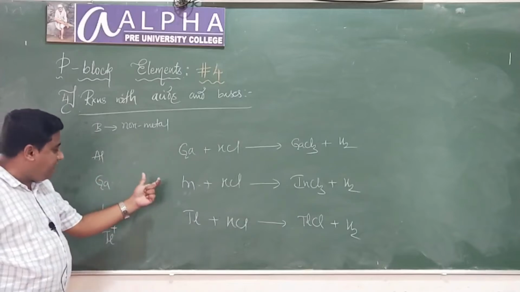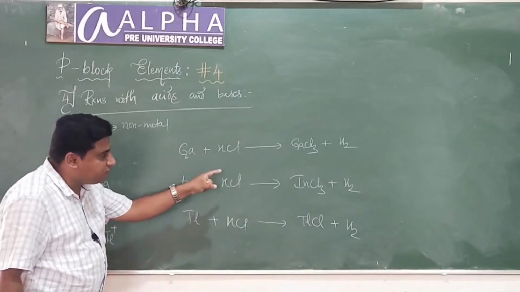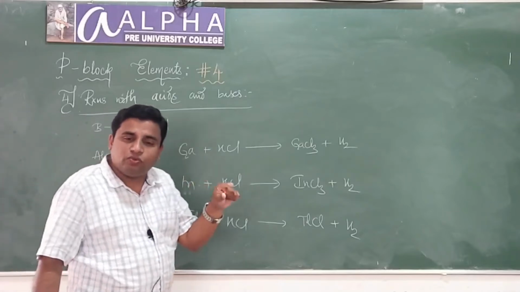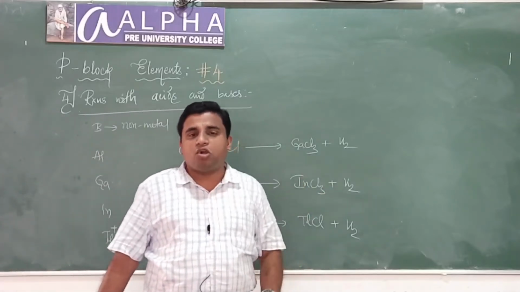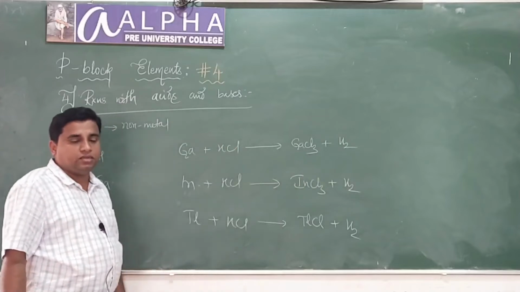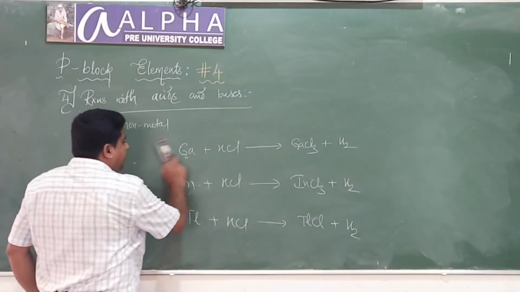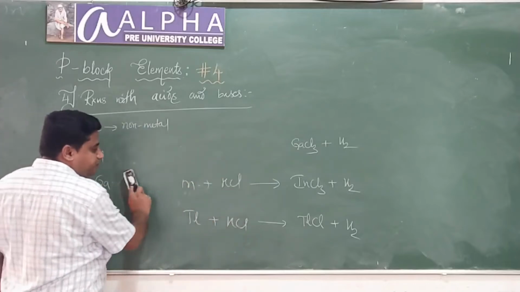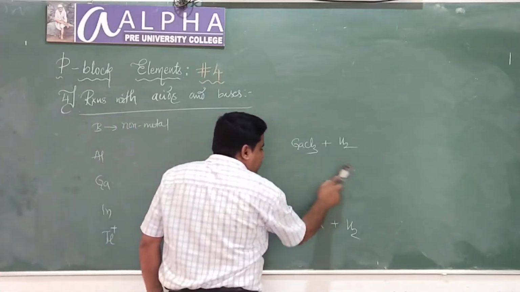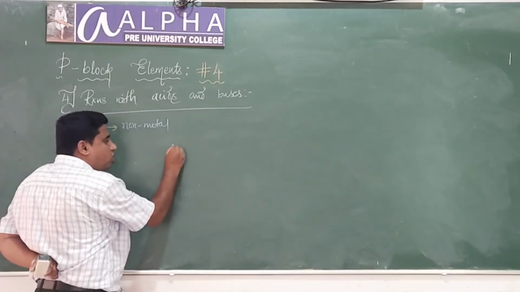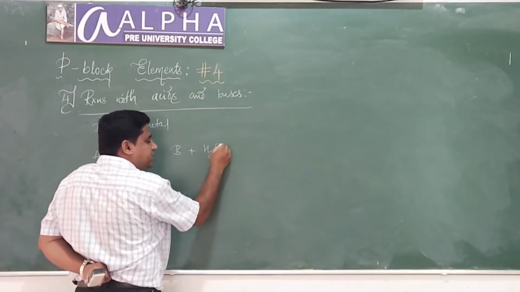So gallium, indium and thallium react only with acids, whereas aluminium reacts with both acids as well as a base, because it's an amphoteric metal. Understood my point? Okay, that's great. Then how about boron? Will boron react with acid or base? Now let us treat boron with sulfuric acid.